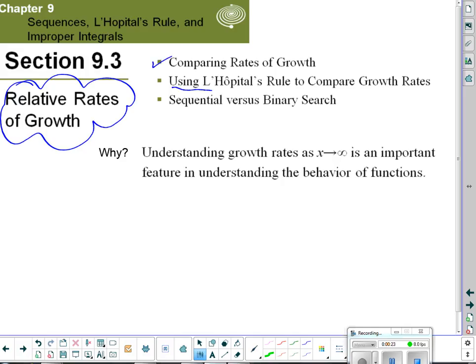We may want to use L'Hopital's rule. That might be coming in handy when we do the comparison of the rates of growth. Also, it has a nice application to computer processing as well that we can talk about when I'm back.